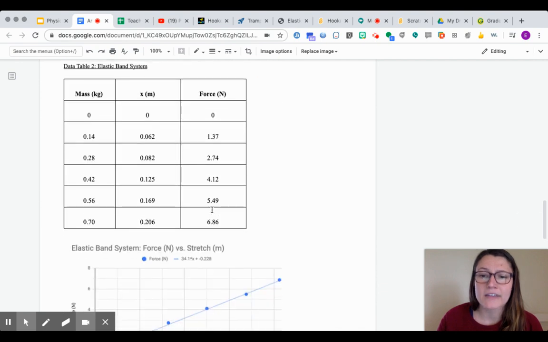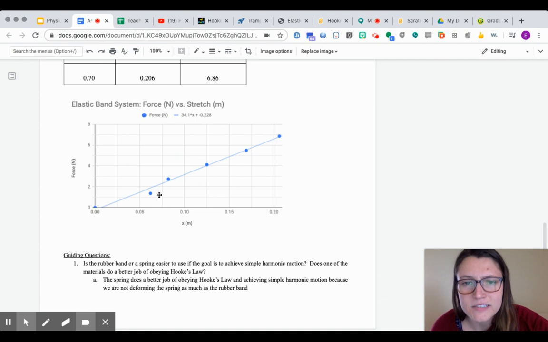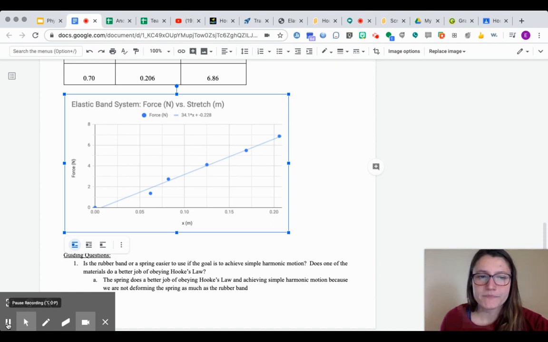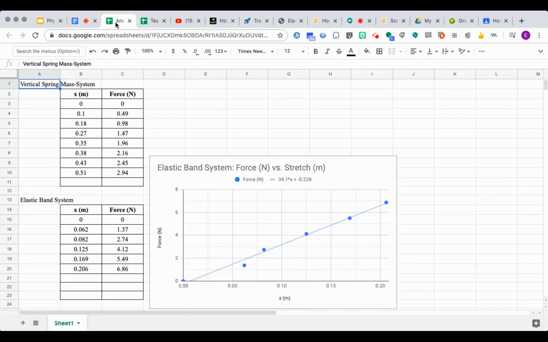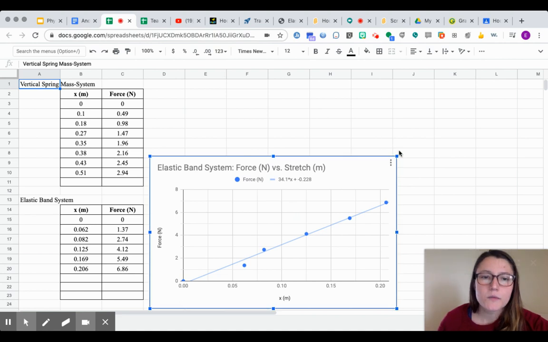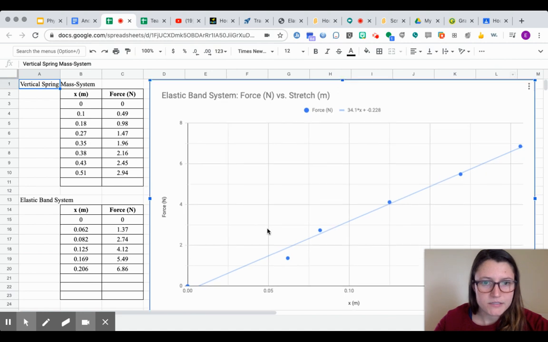On the other hand, the elastic band system, on my graph, none of the 6 matched up with the trend line. If we take a look at this student's graph here, it's a little bit hard to tell from the size. I'm going to open up the document so we can see it a little bit larger. Okay, there we go. So here we have, make this a little bit bigger so it's easier to see.